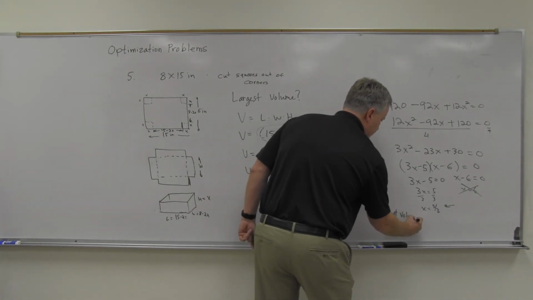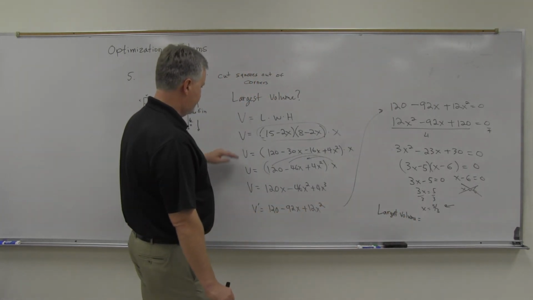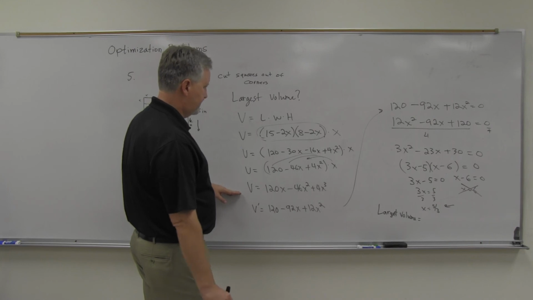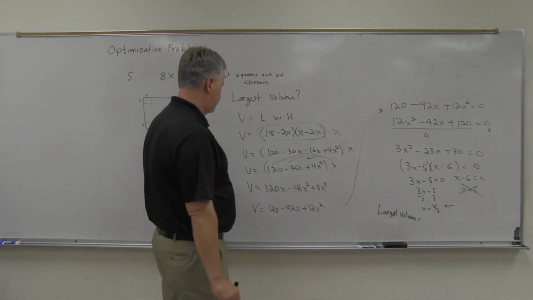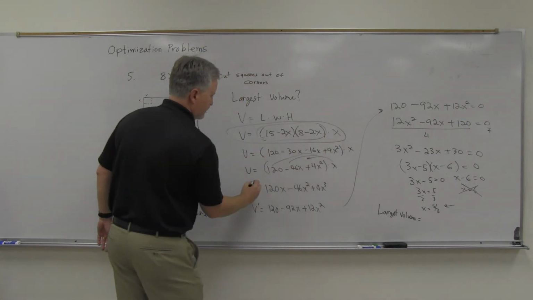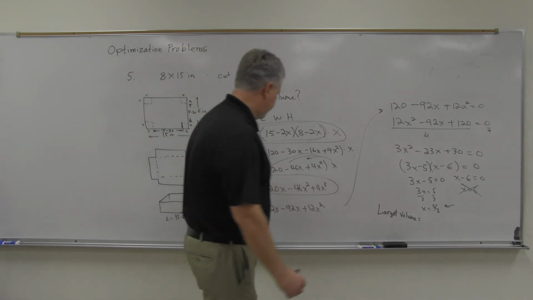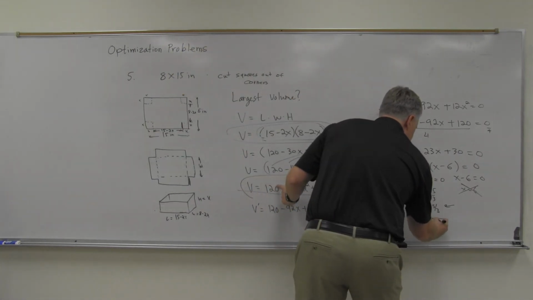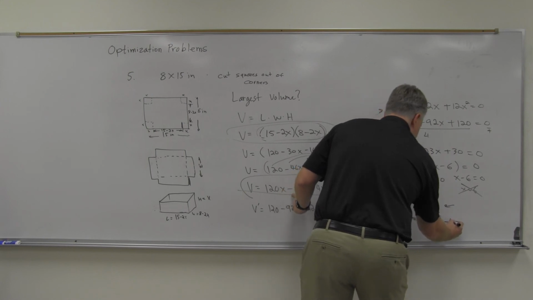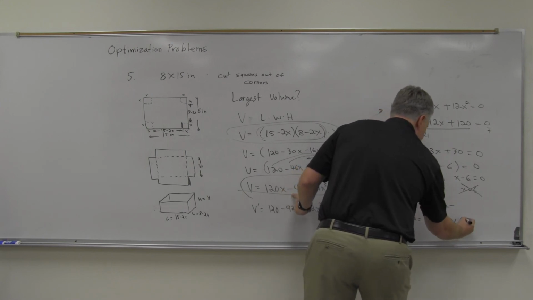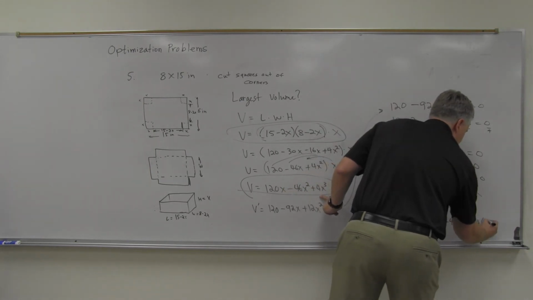So the largest volume would be, we can either compute it here or here. Take your pick. However you want to compute it. Use this one or this one. Plug in x to be 5/3. Let's plug. So it'll be 120 times 5/3 minus 46 times x squared, so it'll be 5/3 squared, plus 4 times 5/3 cubed.